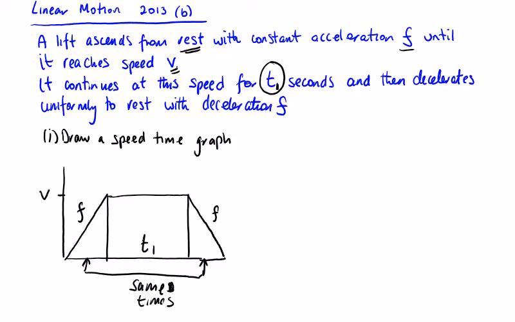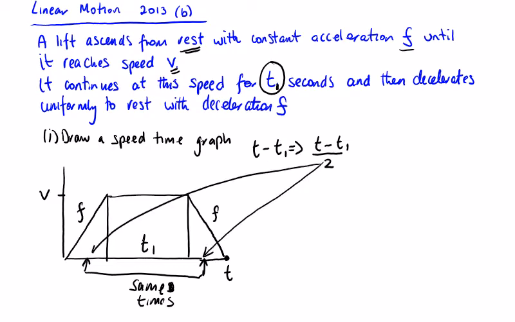This is v. So if we say that the total time is t, what's left is, if we take t1 away, t minus t1, and therefore there's two triangles with the same time, so t minus t1 divided by 2 is the time intervals in here and over here. And that's the speed time graph. Let's look at part 2.